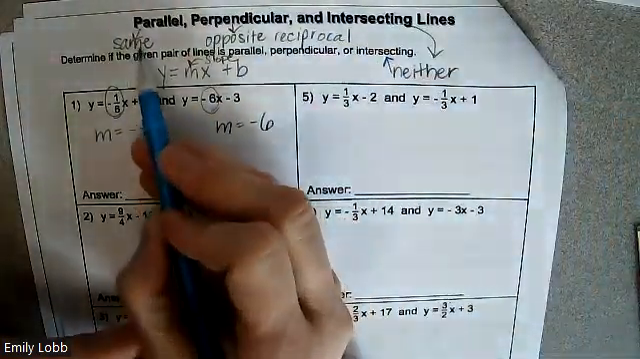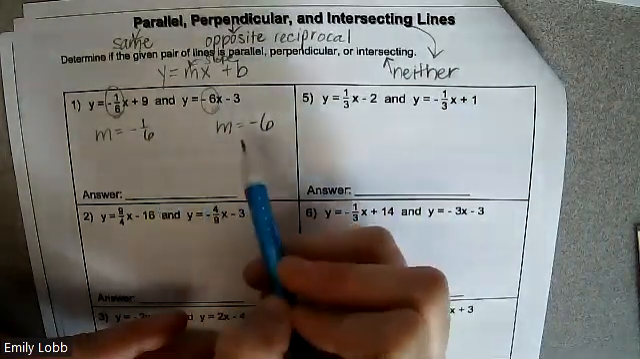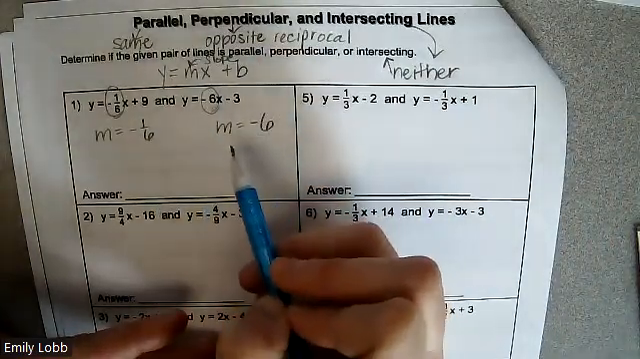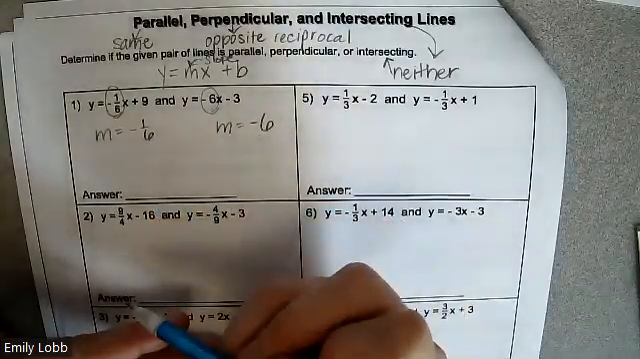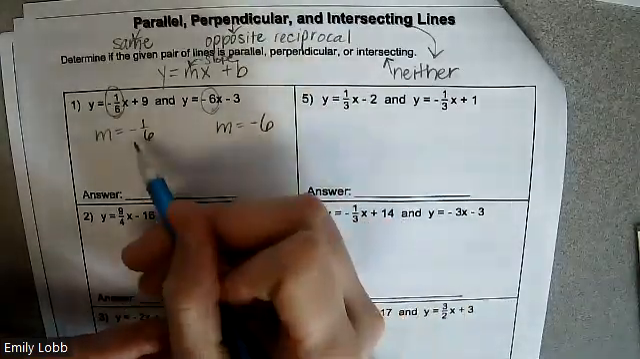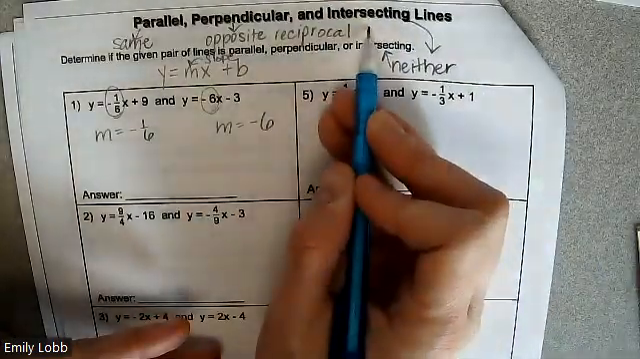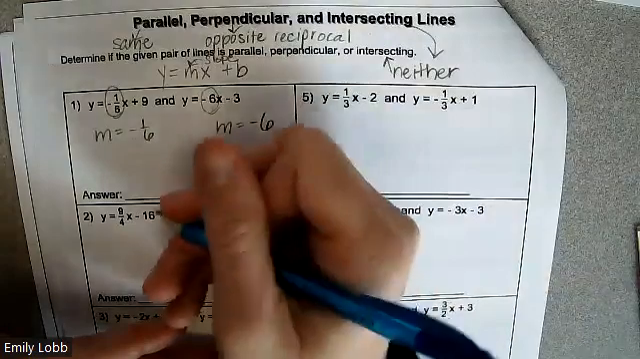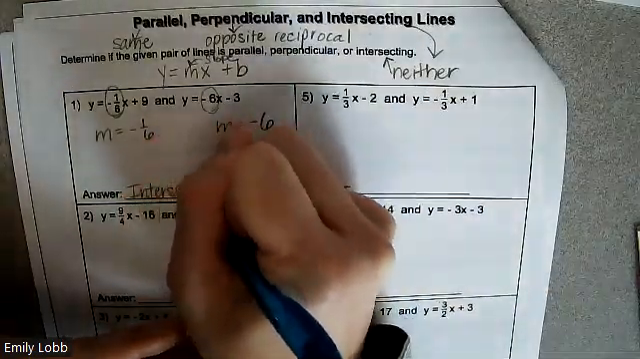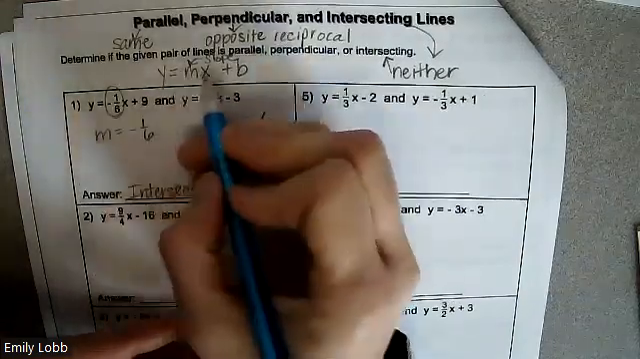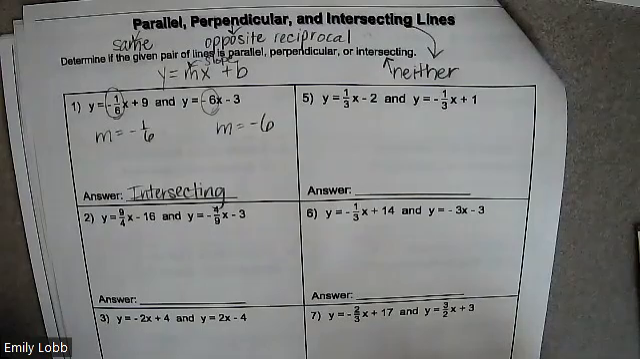Are these two things the same? Are these two things the opposite? No, they're not. They're the reciprocal, but they're not the opposite. They're both negative. The opposite would mean one's positive and one's negative. So these have to be neither, which we're going to call intersecting on this one because that is what they ask us to do. Determine if the given pair of lines is parallel, perpendicular, or intersecting.